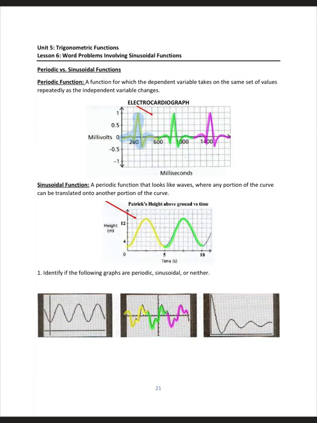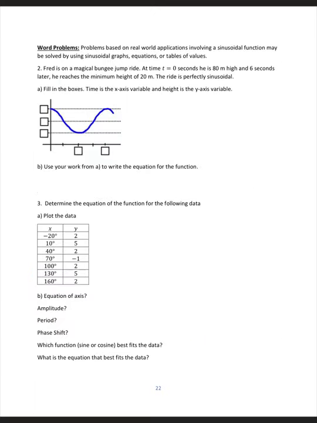If we were to identify in these three graphs down here which one is periodic, which one is sinusoidal, and which one is neither: this is our periodic one, because we have a pattern that's repeating. It's just not wave-like. These are our wave-like functions, which are sinusoidal, and we've seen them with our sine and cosine functions. This last graph would be neither, because it's not a repeating pattern. Even though it is wave-like, it doesn't repeat, as the waves are different heights. So we're going to look at some word problems as they relate to sinusoidal functions today.